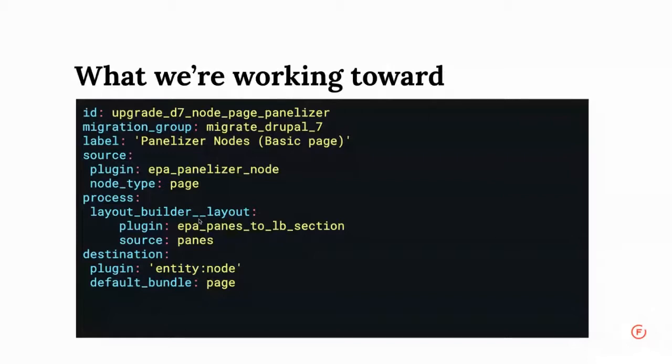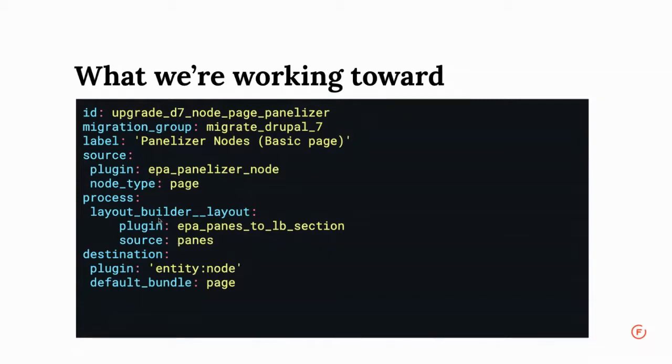Normally, these files can be hundreds of lines long because you're defining this process step for every field. In some cases, to go on a tangent for a second, if we're just bringing the node ID over, this would say nid, the plugin would be get, and the source would be nid, like we saw in the first example, and then we don't have to do any processing. We're just bringing that value over directly.